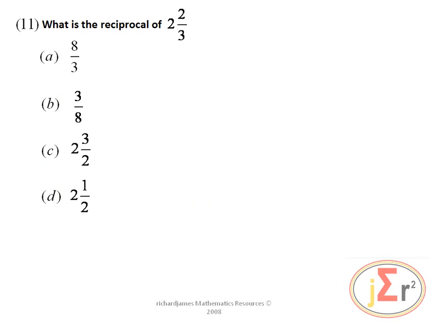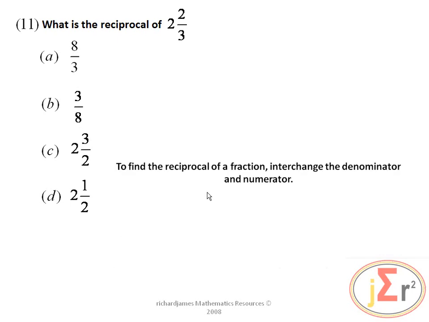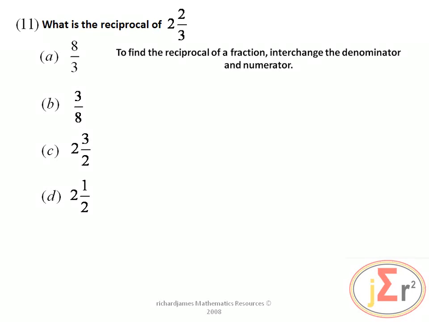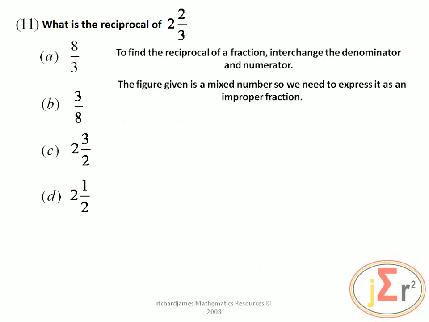What is the reciprocal of 2 and 2/3? And we have a lot of answers here. 8/3, 3/8, 2 and 3/2, and all of these. But what do we do? To find the reciprocal of a fraction, interchange the denominator and the numerator. That's how we find the reciprocal of a fraction. The figure that is given is a mixed number, so we need to express it as an improper fraction. Right? So we have not concluded on our numerator and denominator as yet, because we have a mixed number.